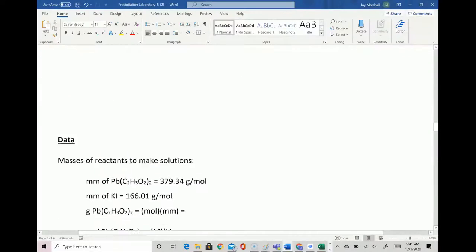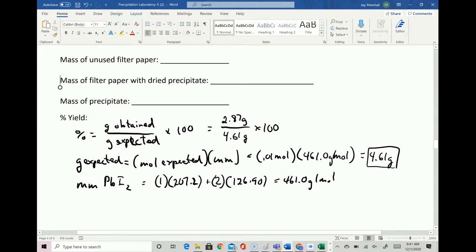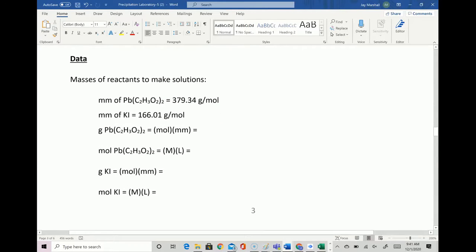Okay, and all of that should be in a data table somewhere. So one of the things that you will learn to do is, as you create your procedure, it's going to help you figure out what you need to put in the data table. As I created the procedure, the first thing in the procedure said, make these solutions. Well, how do I make these solutions? I have to know how many grams to use to accomplish that.